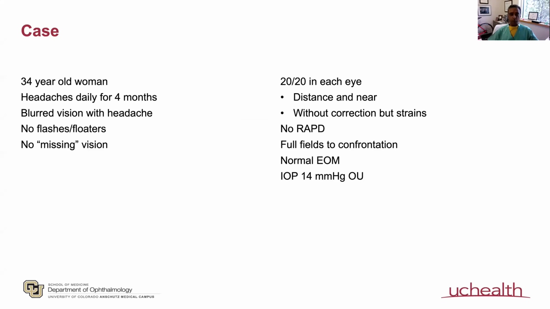So the typical patient who comes in with headache is perhaps a woman in her 20s or 30s, like this 34-year-old woman. She's had headache daily for 4 months. In addition to the headache, she reports blurred vision. She's not exactly sure what that means. She just says, my vision's blurry when my head hurts. She cannot describe any specific scotoma, no missing vision. She has no flashes or floaters, and doesn't feel that colors are washed out. Her visual acuity is 20/20 in each eye at both distance and near, without correction, but she strains, especially at near. She has no RAPD, the visual fields to confrontation are full, she has normal extraocular movements, and her intraocular pressures are normal.